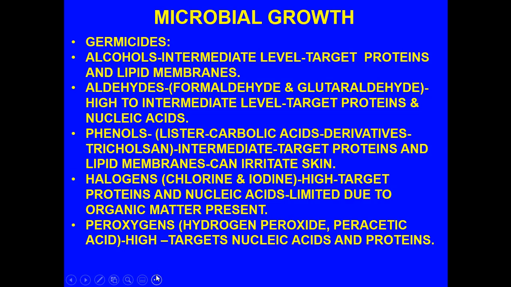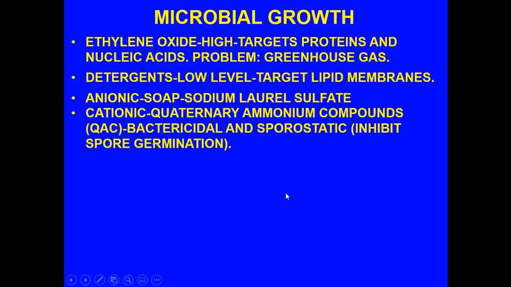Peroxygens, including hydrogen peroxide and peracetic acid, are very high. They target nucleic acids and proteins. Ethylene oxide is very high. It targets proteins and nucleic acids. It used to be the standard for decontamination in hospitals for surgical equipment and things like that. The problem was it was considered a greenhouse gas, and so all hospitals had to phase out ethylene oxide.